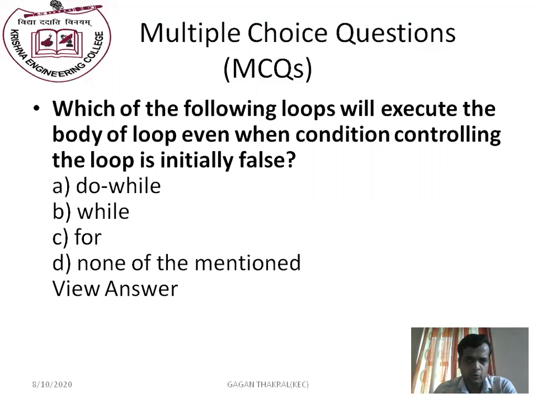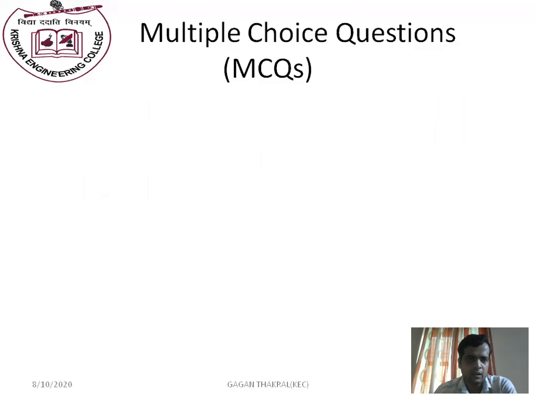Which of the following loops will execute the body of the loop even when the condition controlling the loop is initially false? Options are A, do while, B, while, C, for, D, none of the mentioned. As I mentioned earlier to all of you, do while is that loop in which if condition is false, at least it will execute once. So the answer is do while. Option A is the answer.